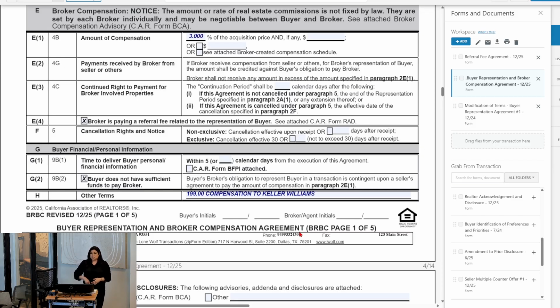Right. But some escrows are very good at bringing it to your attention and saying, okay, wait a minute, just to let you know, this is what your BRBC says, this is what your RPA says. Are you cool with that? If not, then you can modify it. But you modify it, we do not use addendums. We use modification of terms.